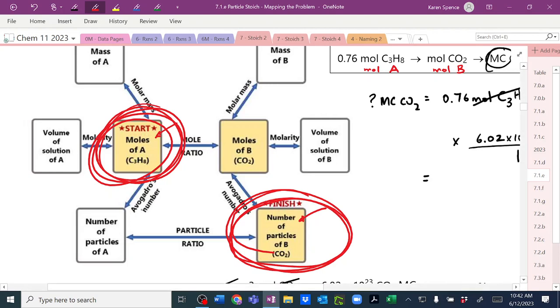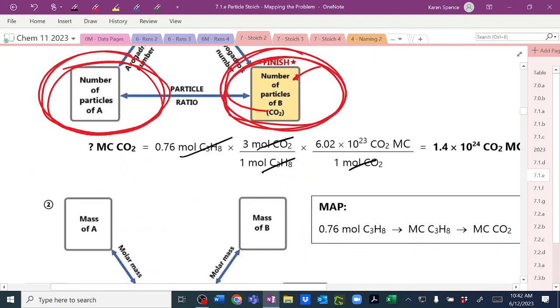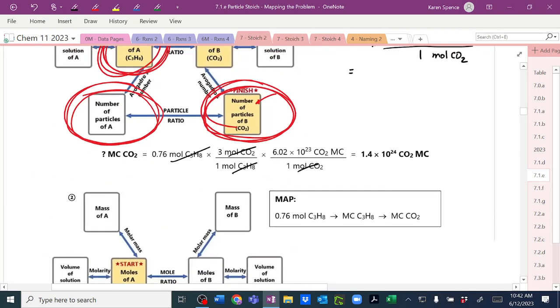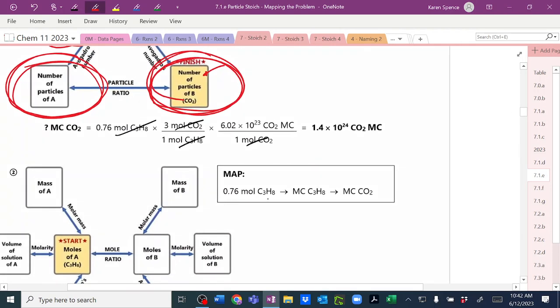We could go through particles of A. Okay, so let's take a look at what that looks like. We can go from moles of C3H8 to molecules of C3H8. So 0.76 moles of C3H8. We want to convert to molecules of C3H8.